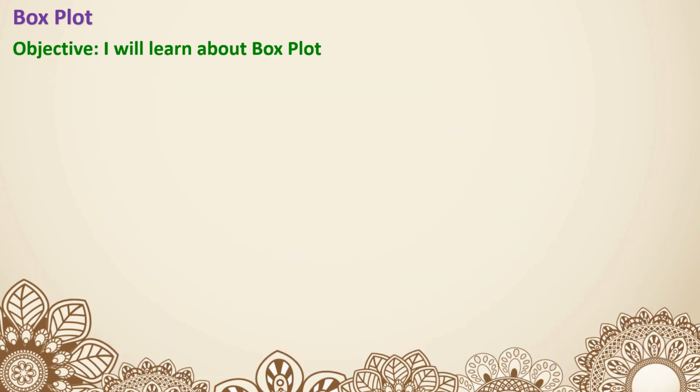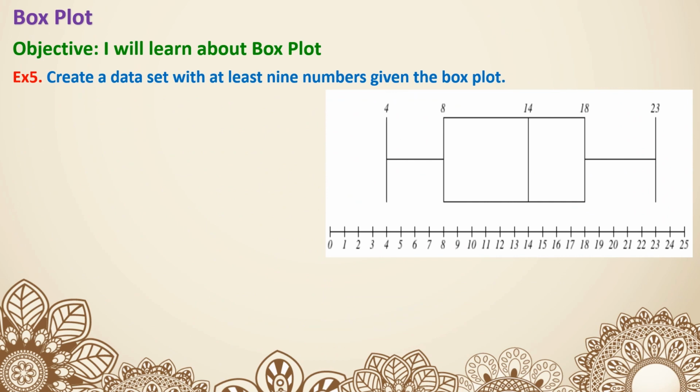Okay, move on. The last one just asks you to create a data set with at least 9 numbers given the box plot. So if it's 9 numbers, think about it. The middle number would just be 14, so that's your median. And then you just need a few numbers. You already know the minimum has to be 4. And the maximum in the data set has to be 23. So you kind of already have 3 numbers.